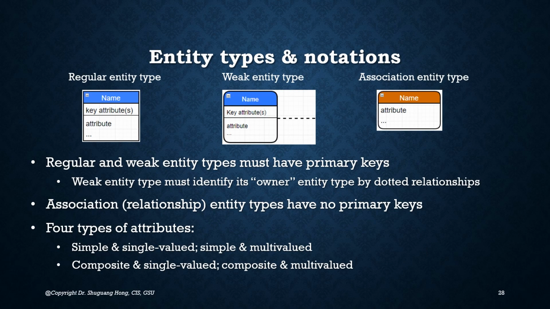Entity types and notations. Regular and weak entity types must have primary keys. Weak entity type must identify its owner entity type by dotted relationships. Association, relationship, entity types have no primary keys. Four types of attributes: simple and single-valued, simple and multivalued, composite and single-valued, composite and multivalued.